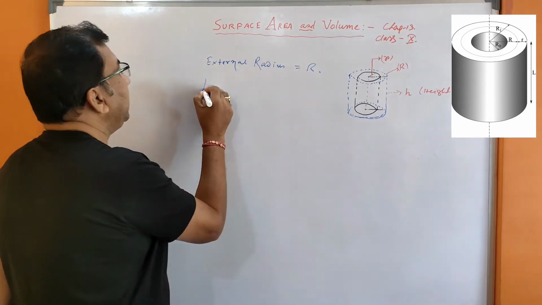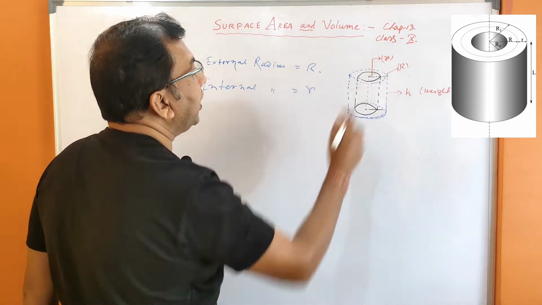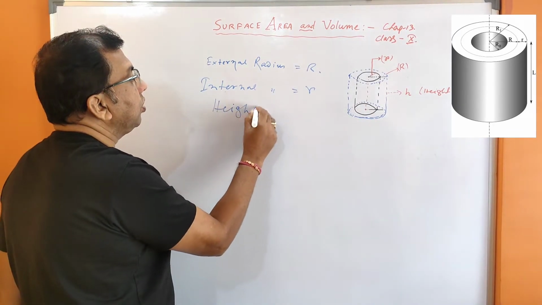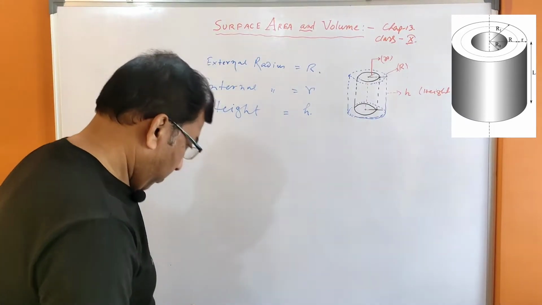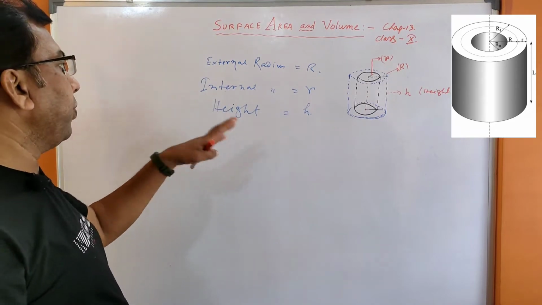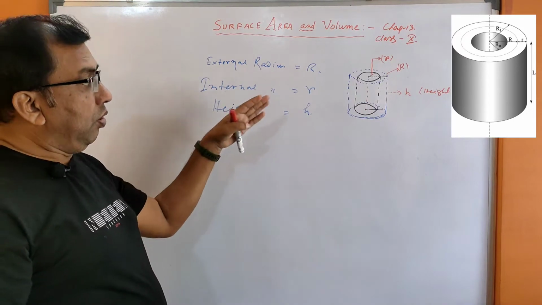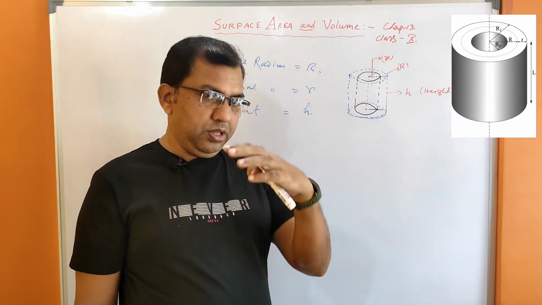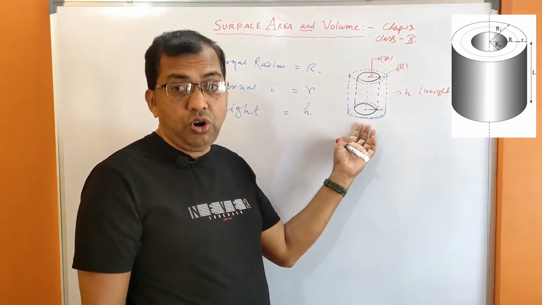The internal radius is smaller. Okay, and the height of the cylinder equals h. Okay, so this is the height. So what is the formula for the volume of the cylinder? In case of a cylinder you have learned pi r square h, the volume. Okay, and in this case you have to find out the volume of this hollow cylinder.